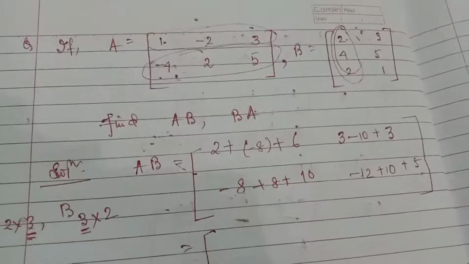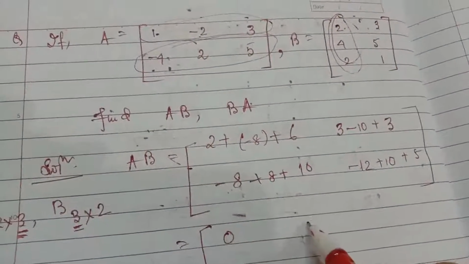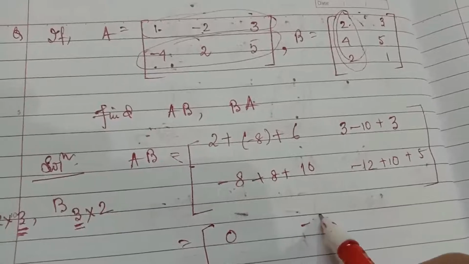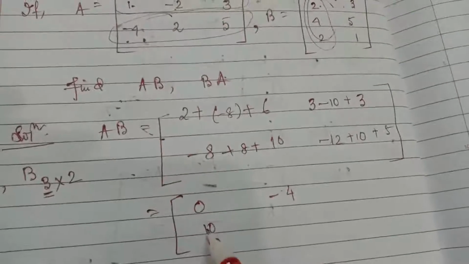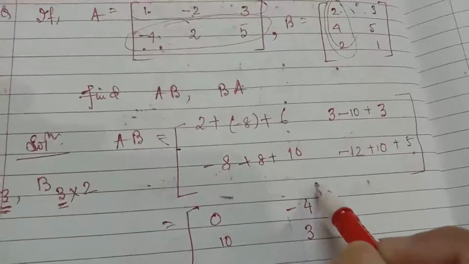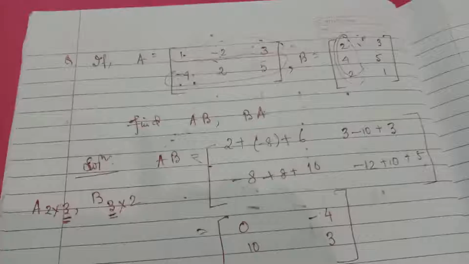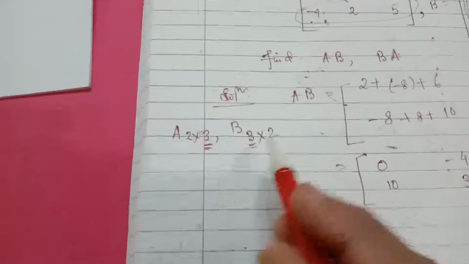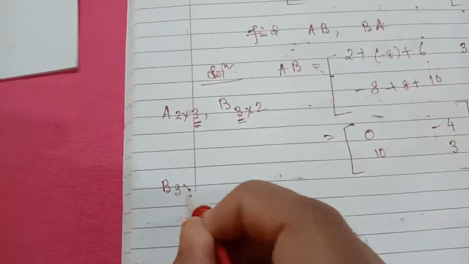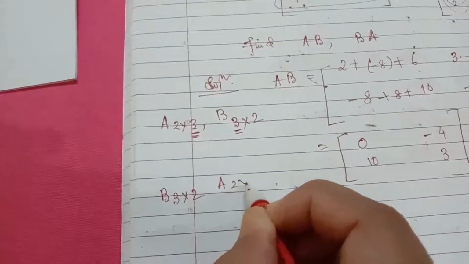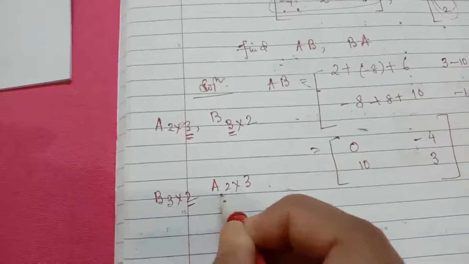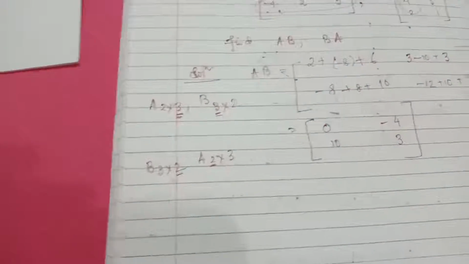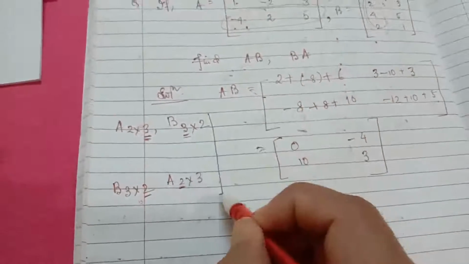So ultimately this will be 0. This will be 6 minus 10, -4. This is 10, and this is 3. This is A into B. Now let us find B into A. The order of B is 3 by 2. B is a matrix of order 3 by 2. A is a matrix of order 2 by 3. These two are equal, and therefore BA exists. B into A also exists.